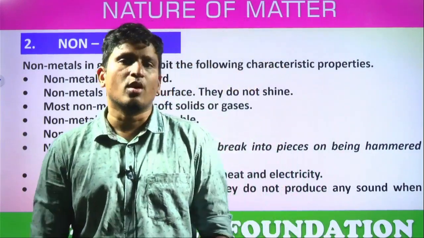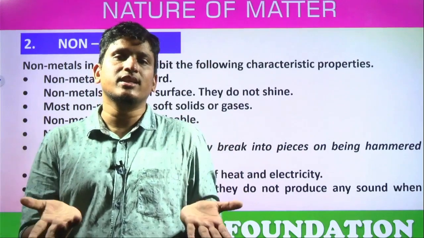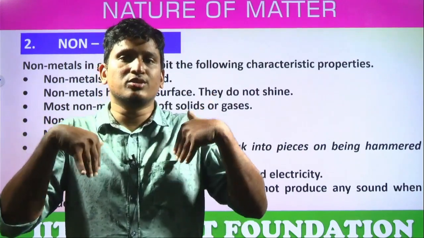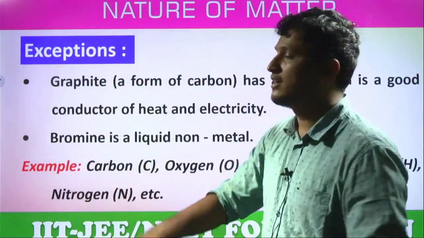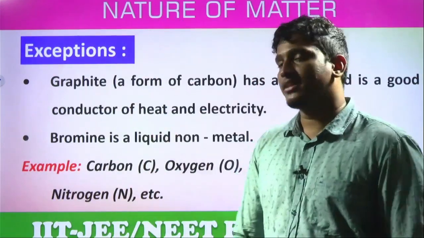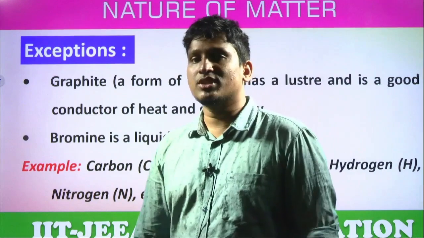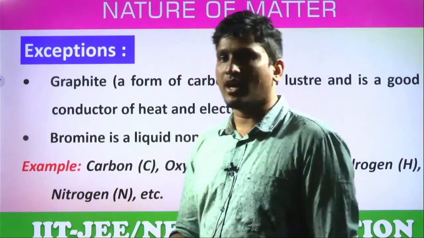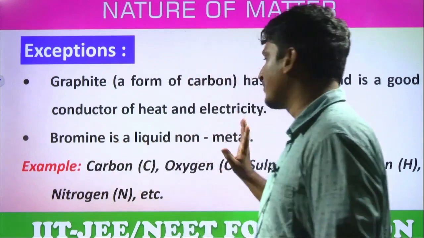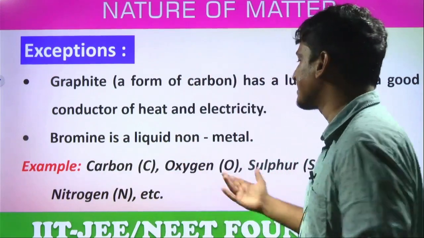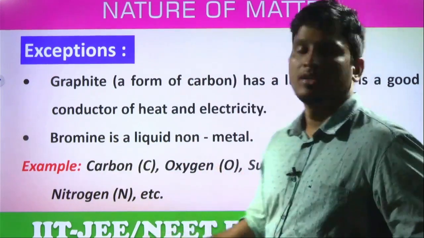Why are they bad conductors? Because non-metals always show a tendency to gain electrons. Metals always show a tendency to lose electrons. So that's why metals conduct. Non-metals do not conduct heat and electricity. Exceptions are there. Graphite is an exception. It is an allotrope of carbon, a form of carbon. It can conduct heat and electricity, students. And bromine is a liquid non-metal. Examples of non-metals: carbon, oxygen, sulfur, hydrogen and nitrogen.